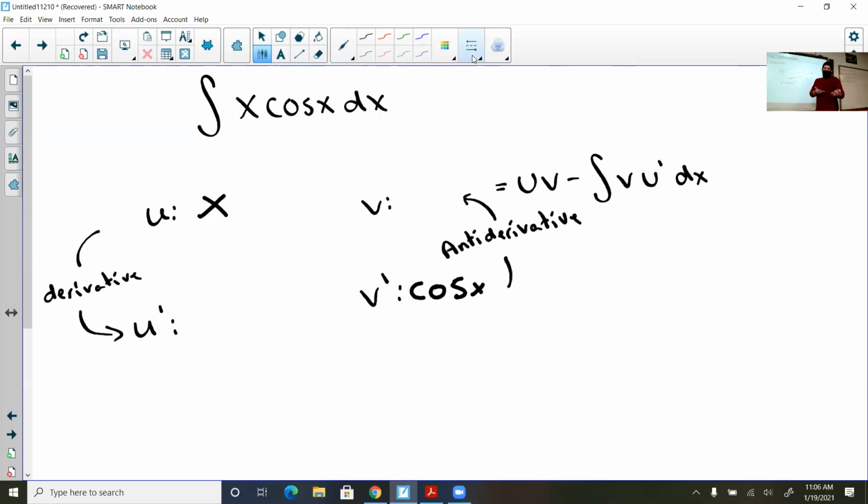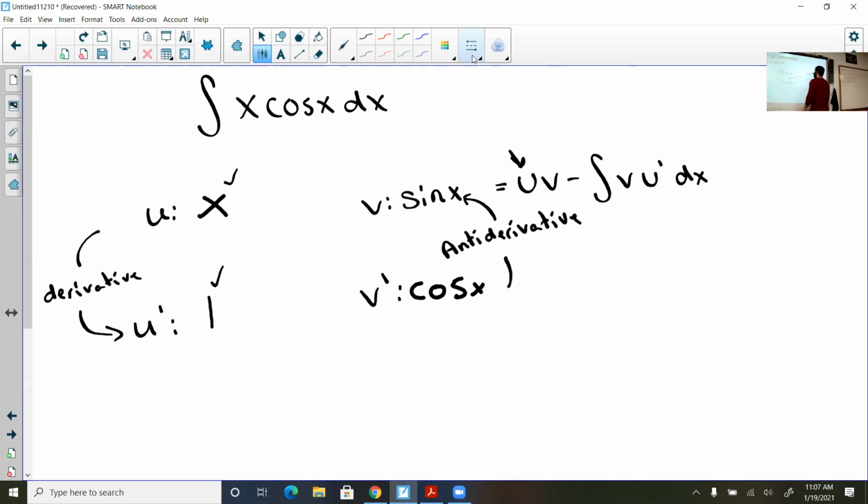Now that I have a u value and a v prime value established, I am going to take the derivative of my u value, and the antiderivative of my v prime value. So the derivative of x is 1, and the antiderivative of cosine would be the sine of x, meaning the derivative of sine is cosine. The derivative of x is 1, the antiderivative of 1 is x, the antiderivative of cosine is sine. So now I have my u value, which will go here.